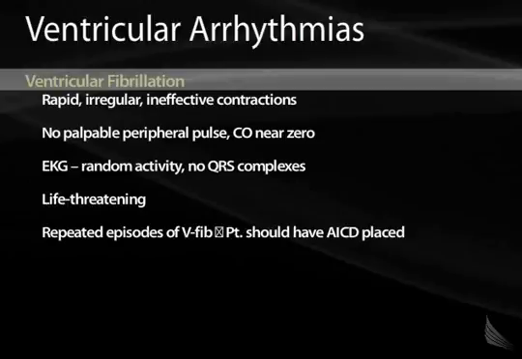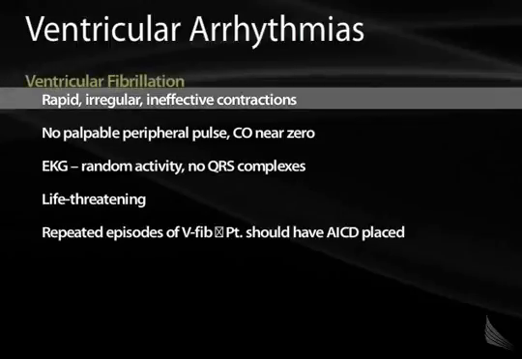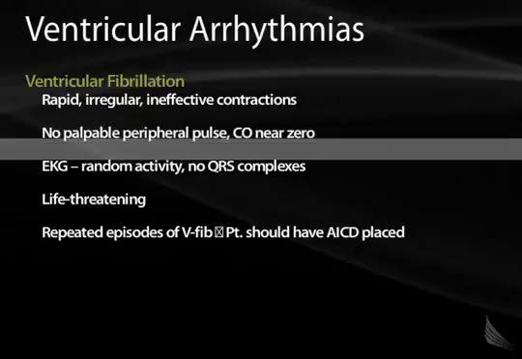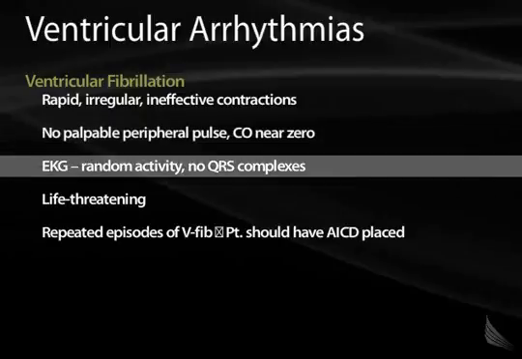Ventricular fibrillation, or VFib, is similar to ventricular tachycardia. However, there is no jagged sawtooth pattern. What you see are irregular, wavy baseline changes to the EKG. In ventricular fibrillation, there is never a pulse. The cardiac output is usually near zero because the ventricle is not contracting. What you see is random activity, no QRS complexes on the EKG. These patients should immediately undergo defibrillation.